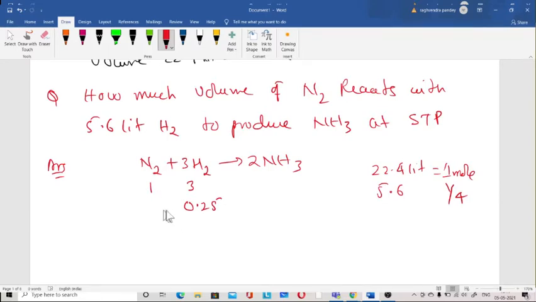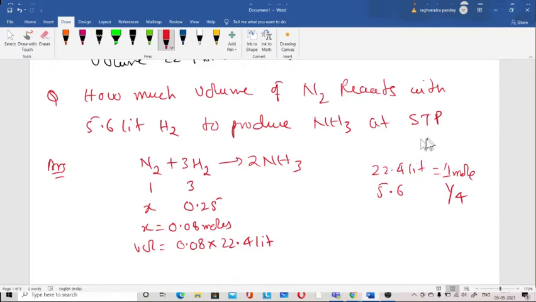So how many moles of nitrogen are there? That is 0.25 by 3, approximately 0.08 moles. And for the volume, you can multiply 0.08 into 22.4 liter. So that will be the answer. Got it? That is an easy question, but they are based on the volume concept.